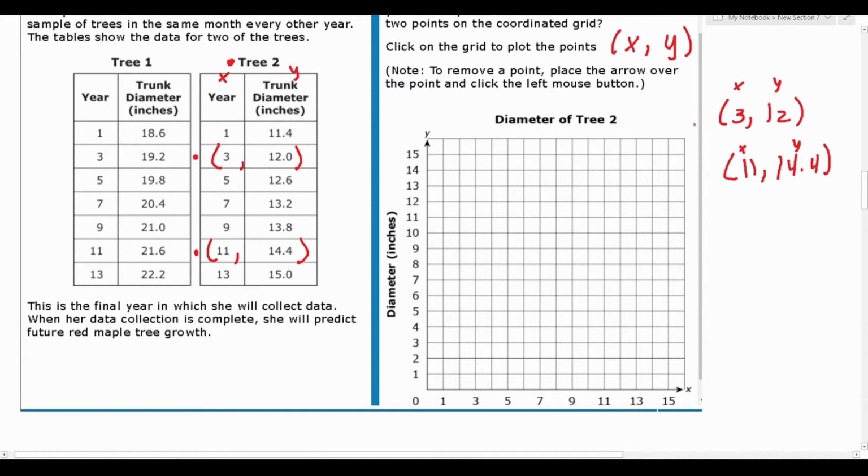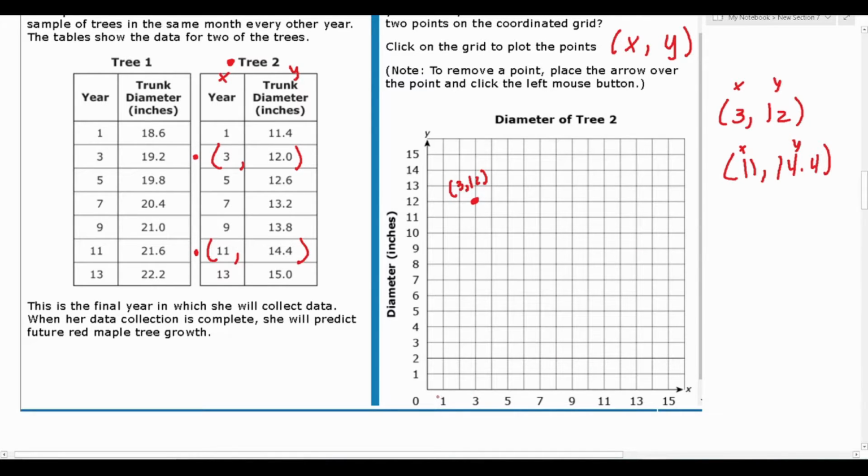Let's go ahead and plot year 3 on this coordinate grid. So x is 3, so we come down here to our x-axis. We go over 1, 2, 3. Y is 12. So now we're looking at this axis, and we go up 12. And you can label it if you want. This is 3, 12. For the next one, we know x is 11.